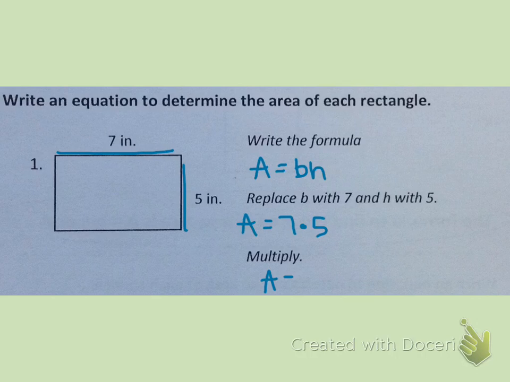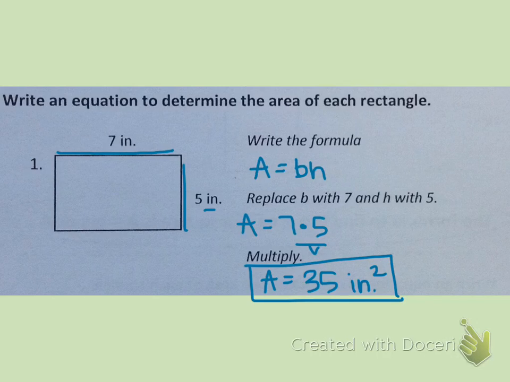So A equals whatever 7 times 5 is, which is 35. And then we cannot forget our units of measurement. The rectangle was measured in inches, so it's 35 inches squared for the area.